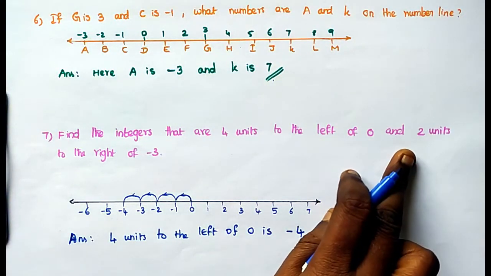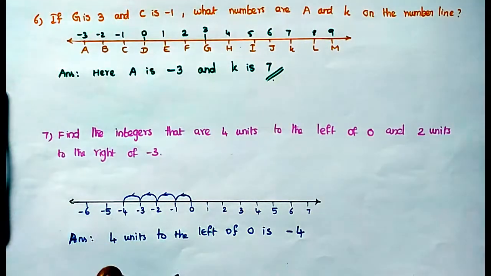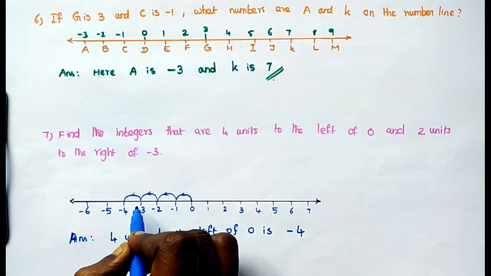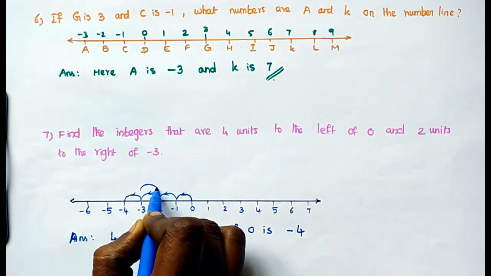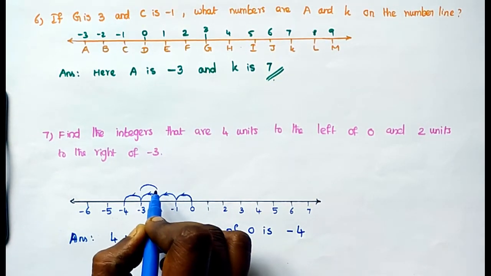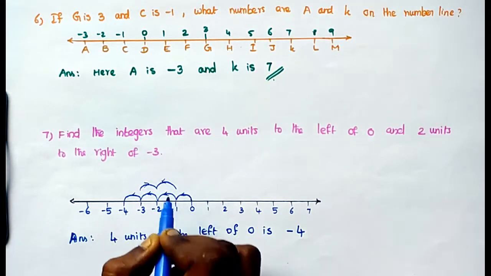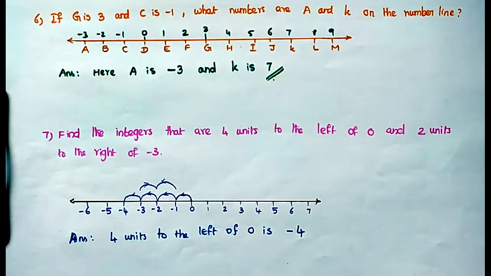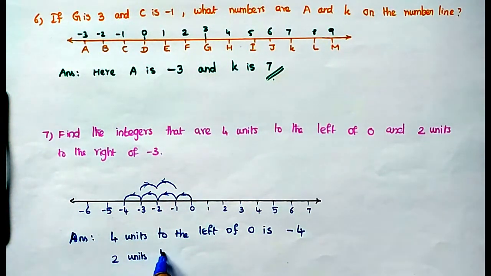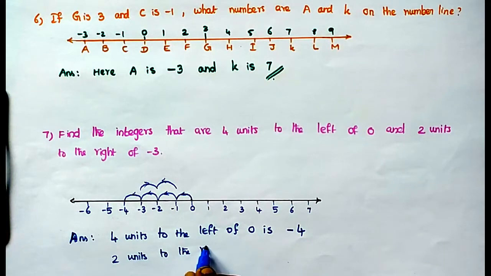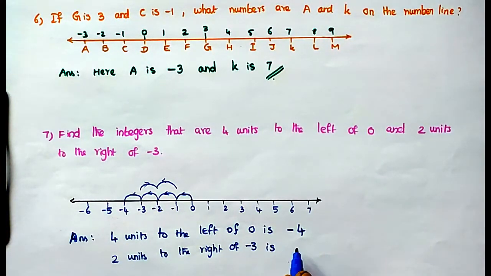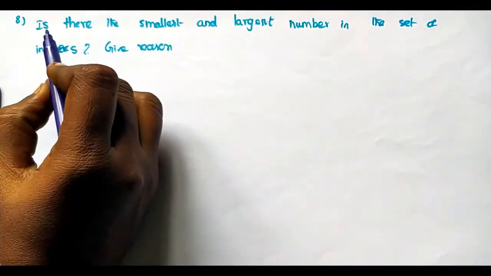Next one, 2 units to the right of minus 3. So from minus 3, to the right side we have to move how many units? 2 units. So 1, 2. Which number do we get? Minus 1. So 2 units to the right of minus 3 is minus 1. That is the answer.